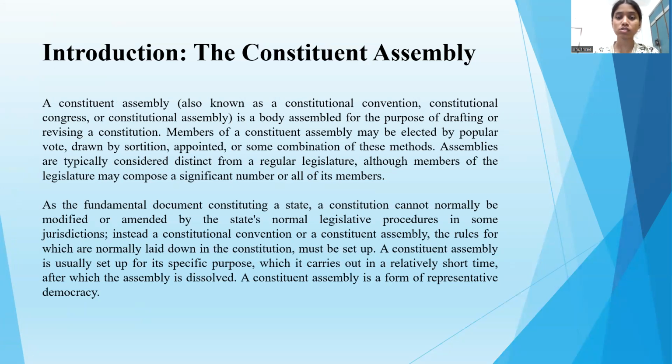Members of a Constituent Assembly may be elected by a popular vote, appointed, or some combination of these methods. Assemblies are typically considered distinct from a regular legislature, although members of the legislature may compose a significant number of all its members.